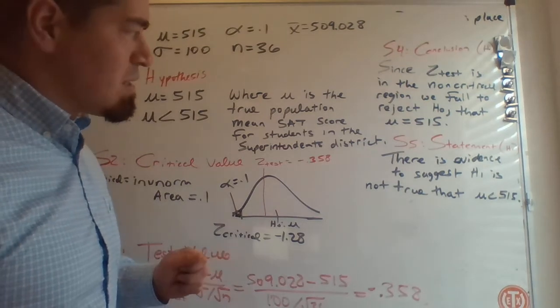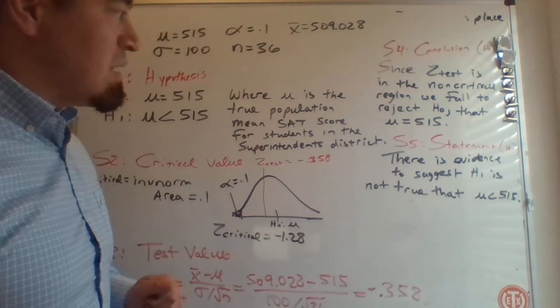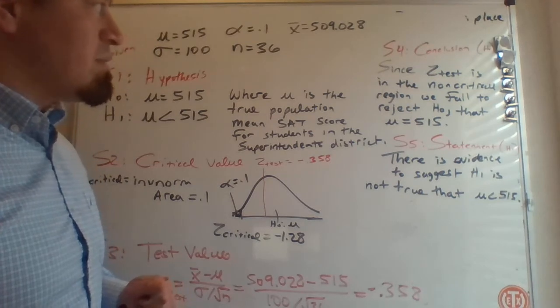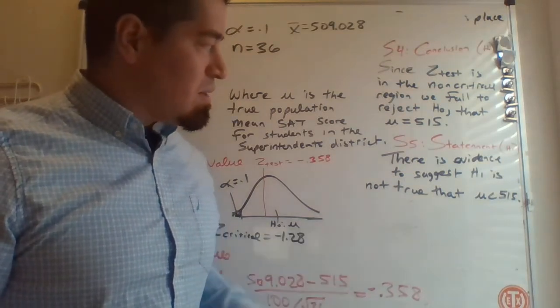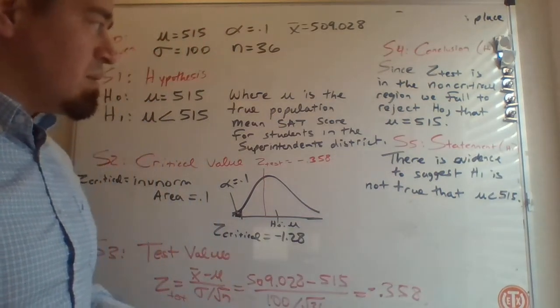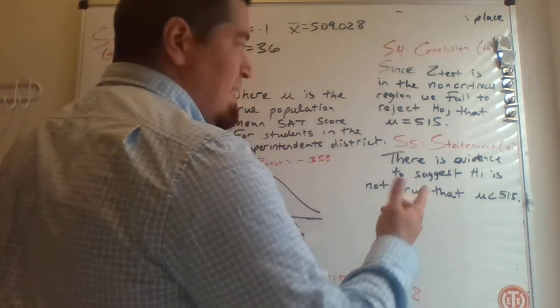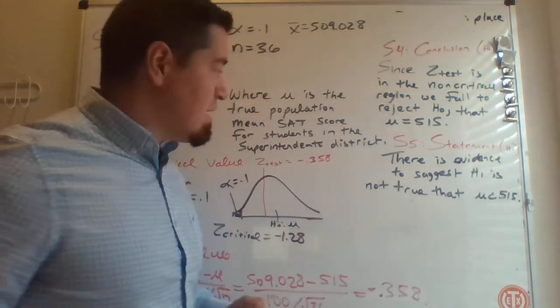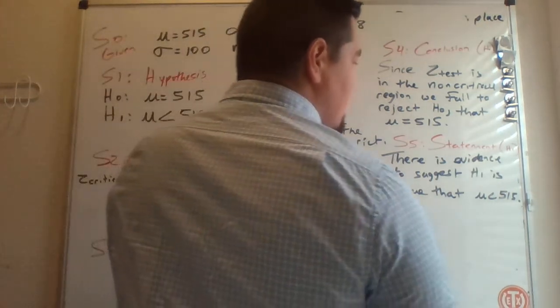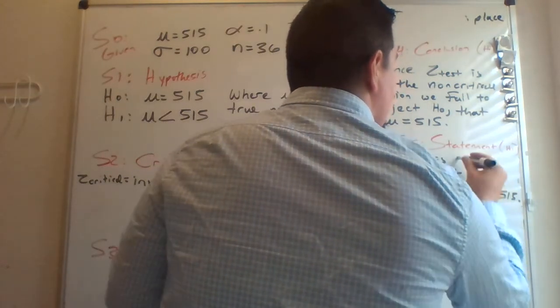Why don't you tell me these things? So there's evidence to suggest H1 is not true, that the mean is less than 515, because we failed to reject H0. So that means there's no evidence. Okay, and I can restate it too. There is no evidence to suggest H1. Yeah, we can say that. In fact, I like that better. There is no evidence.